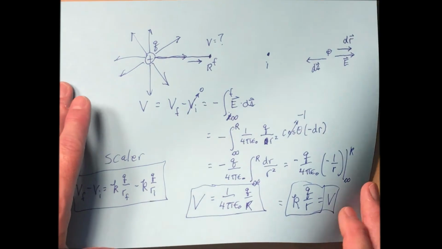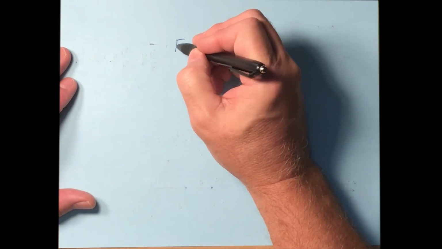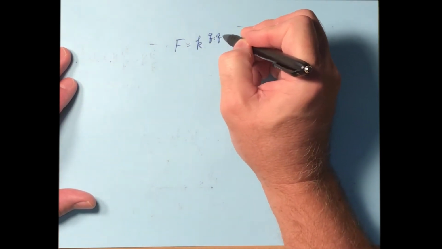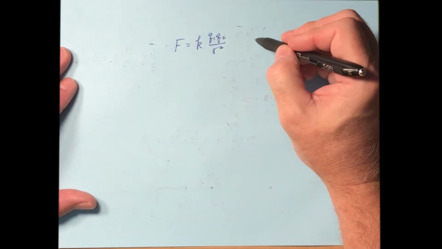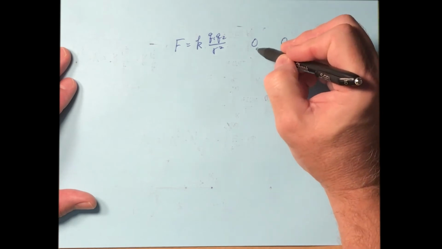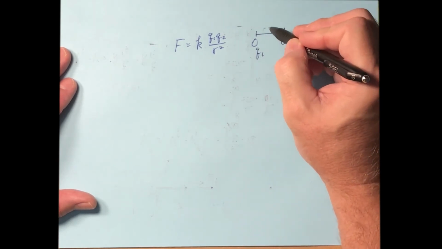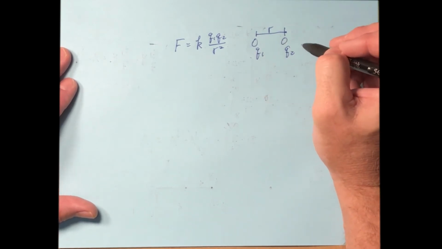Now that probably reminds you of the electric field and force equations. For Coulomb's law, we had k Q1 Q2 over r squared. And for that one, we had to have two charges. We had to have a Q1 charge and a Q2 charge that are separated by some distance r, and there's going to be forces along the line between those two.